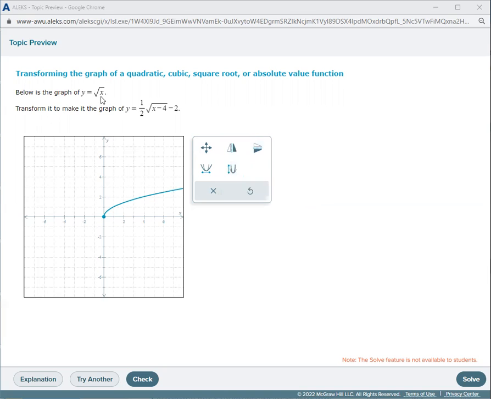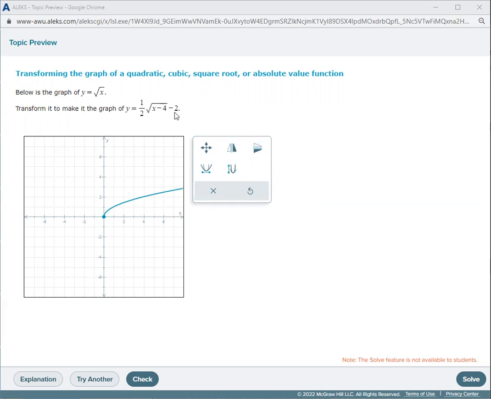The graph of the square root of x has already been given to me. I'm going to be sure to apply my transformations in the correct order. Applying them out of order could result in your graph being incorrect. Not always, but frequently enough that you don't want to bother with it.